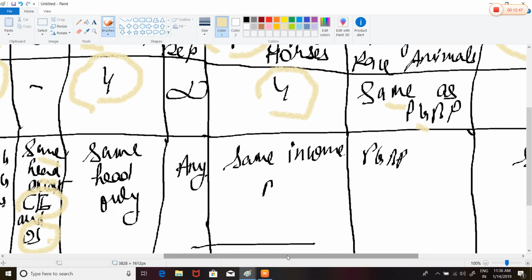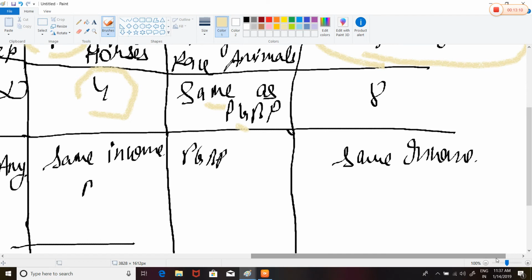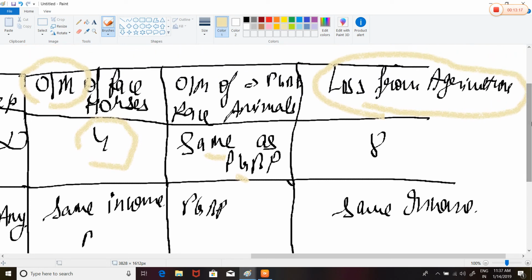The Income Tax Act 1961 does not provide any provision for set off of resources from any other income. Then from race animals, same as PGBP, not from salary or casual income, but from any other income or the same head. Then loss from agriculture, same income only and not any other income, for a maximum of 8 years.